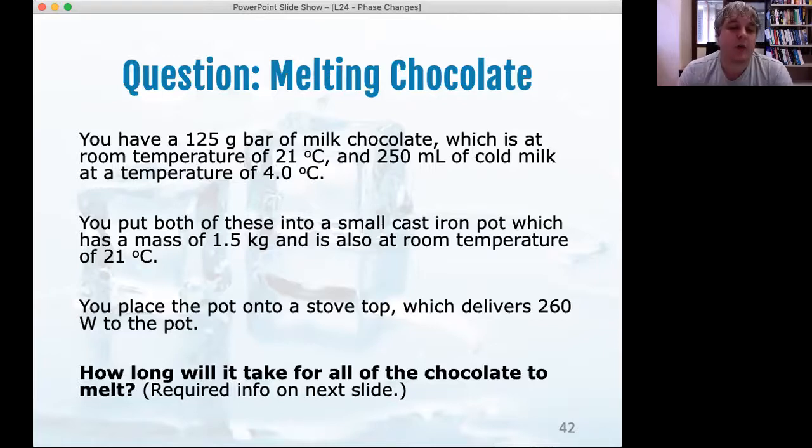And we have a stovetop, which is delivering 260 watts. Remember that watts is just joules per second. So 260 joules per second. So this stove is delivering 260 joules per second to our pot, and it's going to raise the temperature of the pot, which is going to raise the temperature of the milk and raise the temperature of the chocolate, and we want to melt the chocolate.